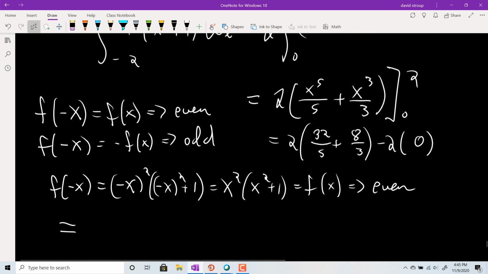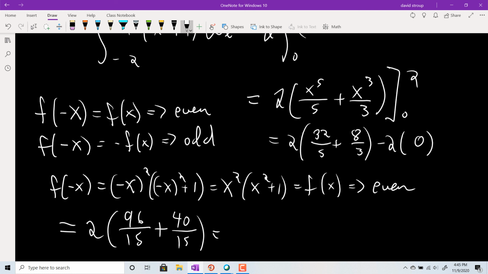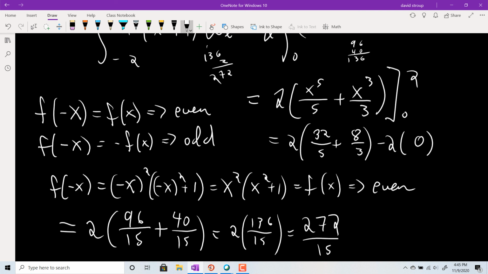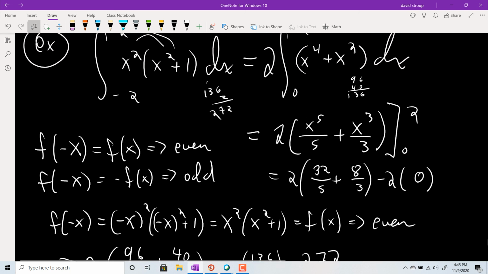And then that'll equal 2 times, I'm going to multiply both top and bottom by 3, so 96 fifteenths plus 40 fifteenths, and then 96 plus 40 is 136. 2 times 136 over 15. 136 times 2 is 272, so 272/15.